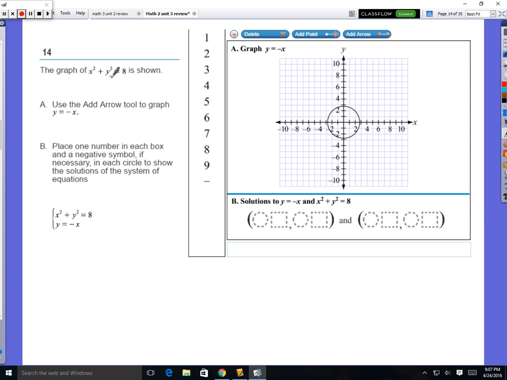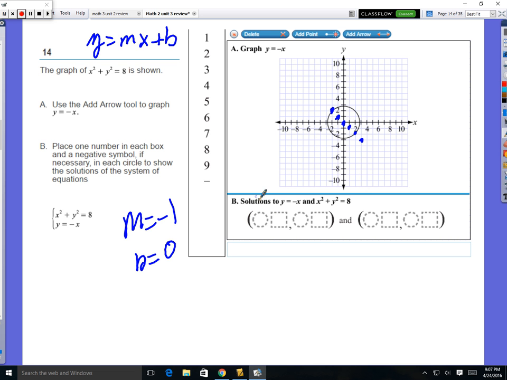14. So you've got a graph of a function. Use the add arrow to graph y equals negative x. That is linear. Linear is y equals mx plus b. The m equals a negative 1. The b equals 0. So you're going to start at 0. Go over 1, down 1, over 1, down 1, over 1, down 1, over 1, down 1, up 1, left 1, up 1, left 1. Draw a line through all those dots.